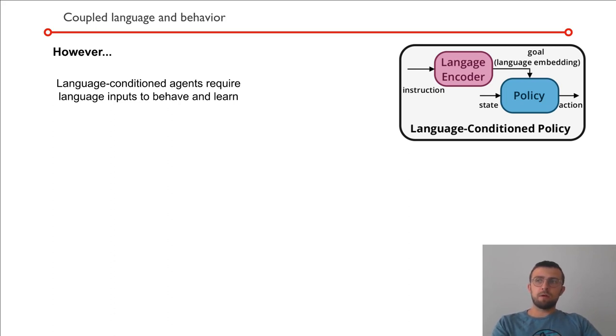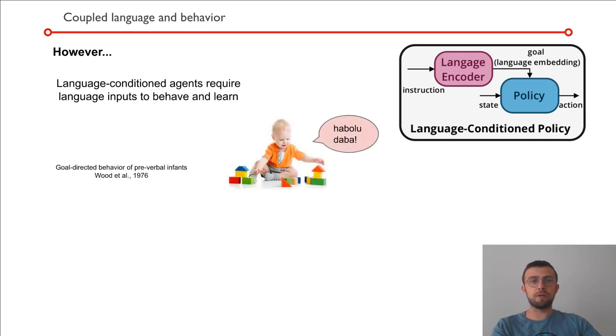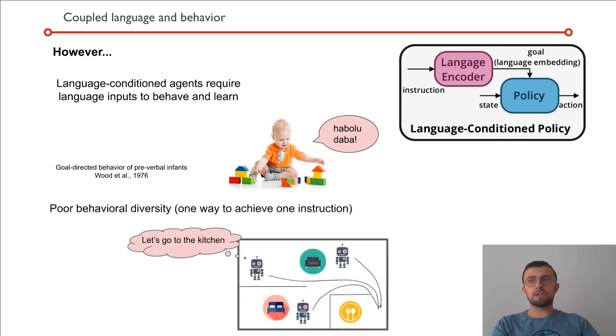However, there's a problem: you require language inputs to behave and to train in the environment. This is in contrast with how children learn. We know that pre-verbal infants already show goal-directed behavior. It also requires some kind of language supervision, which is incompatible with the new unsupervised training of reinforcement learning agents. Finally, a given instruction only matches a single goal embedding, and that leads to poor behavioral diversity for the resulting policy.